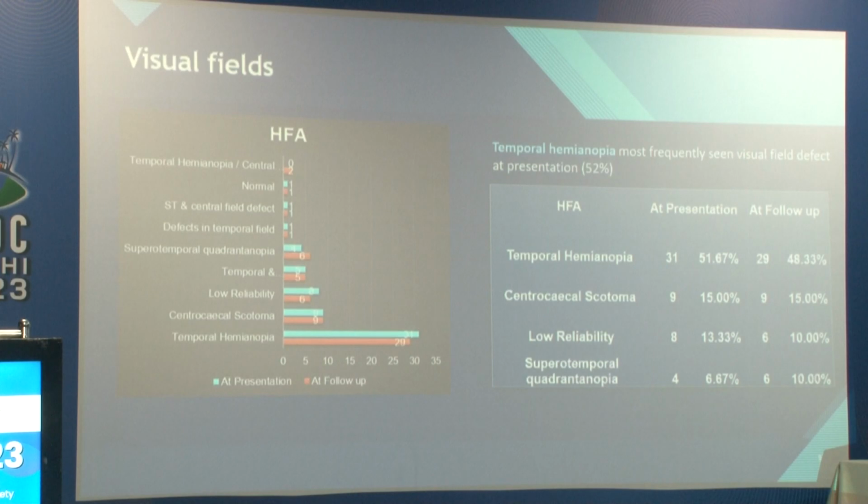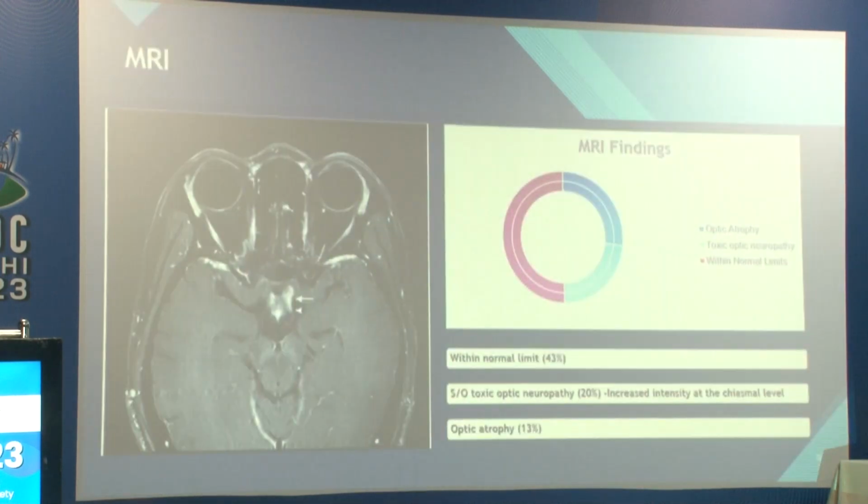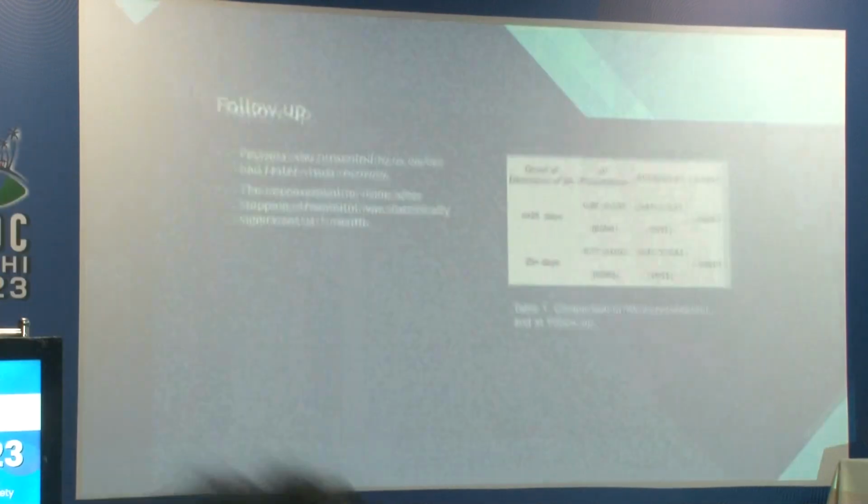On visual field examination, temporal field defects were very commonly seen, followed by cecocentral scotomas. The VEP was affected: the amplitude was affected, and the latency remained unchanged or was minimally affected. At follow-up, it came to normal. On MRI, we found an increase in intensity at the optic chiasma level in 20% of the patients, and in about 43% it was normal.